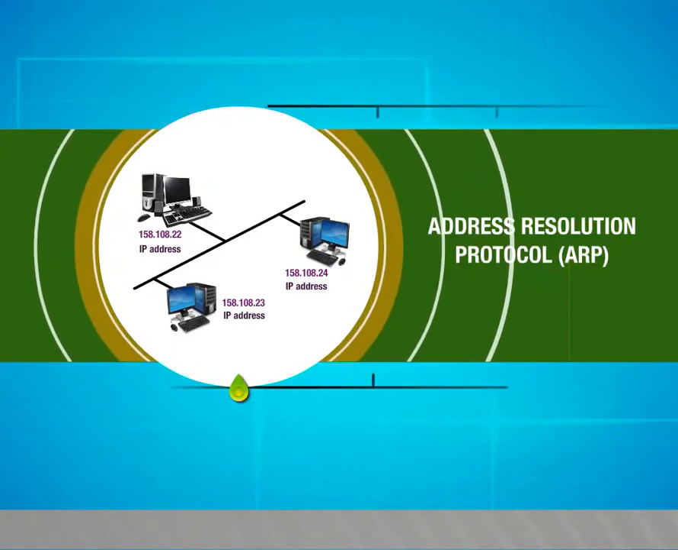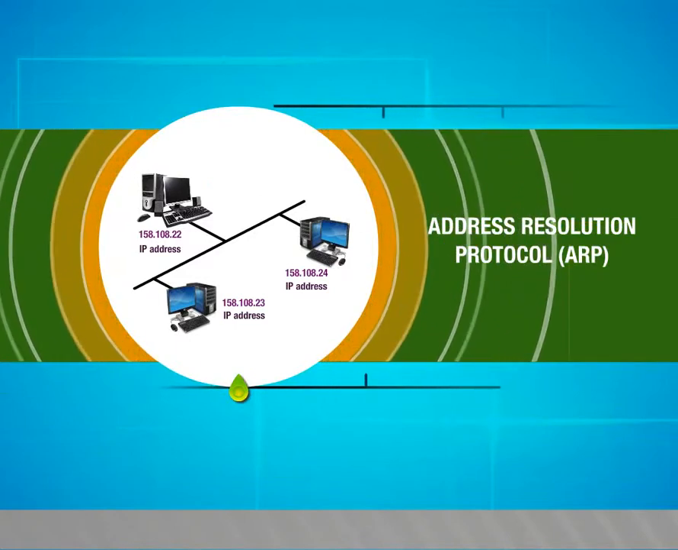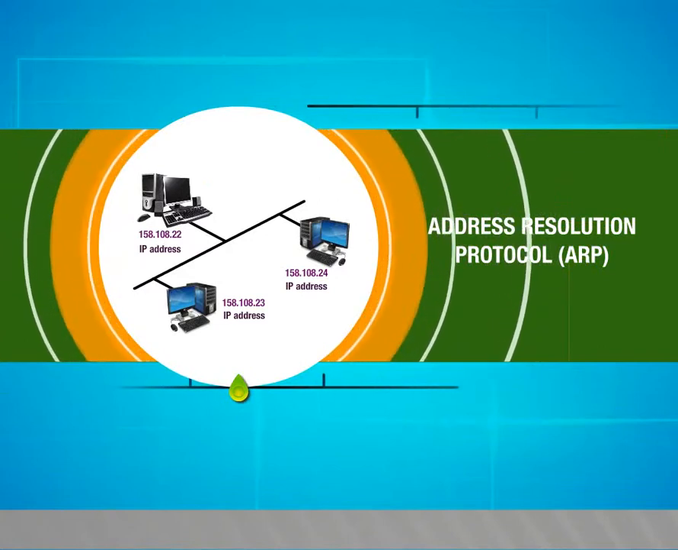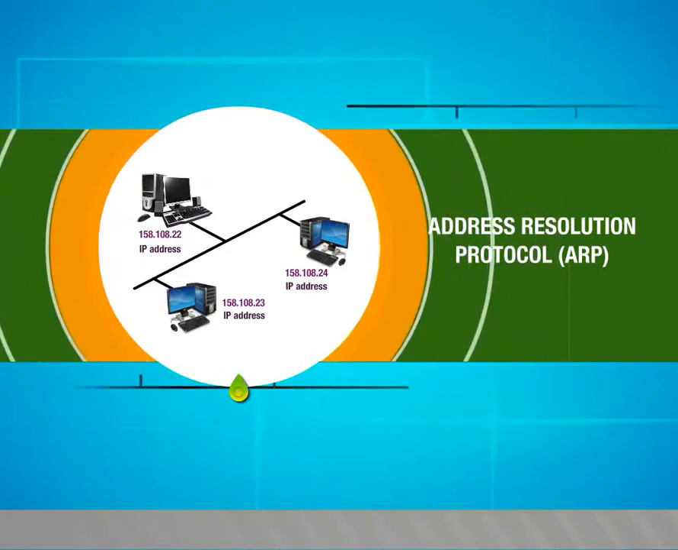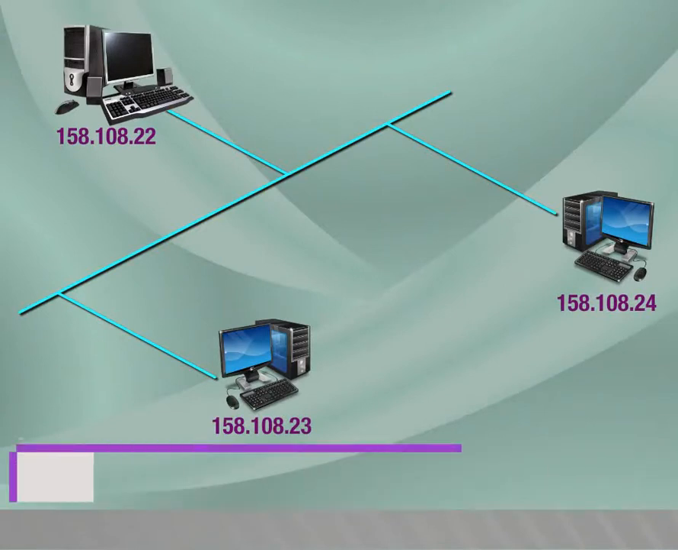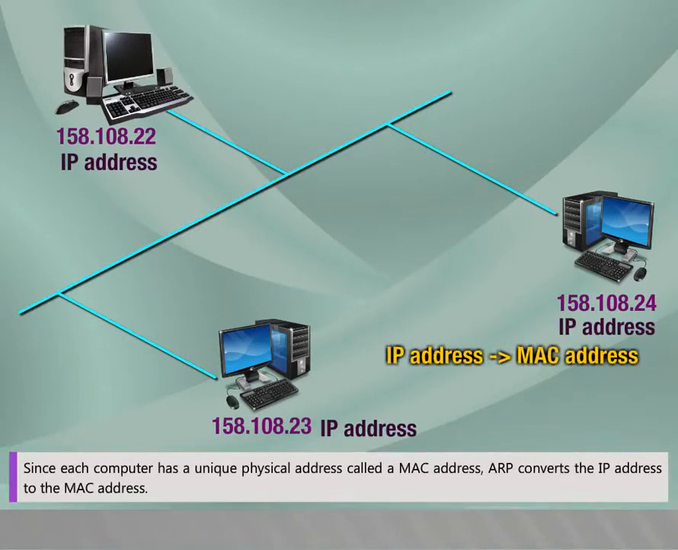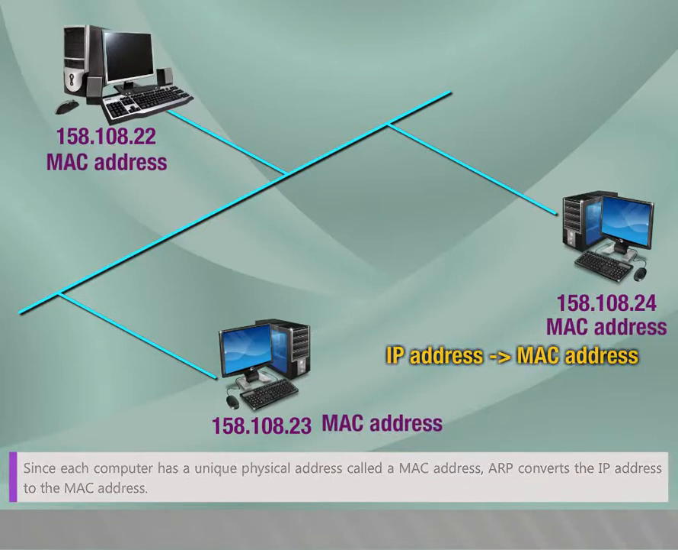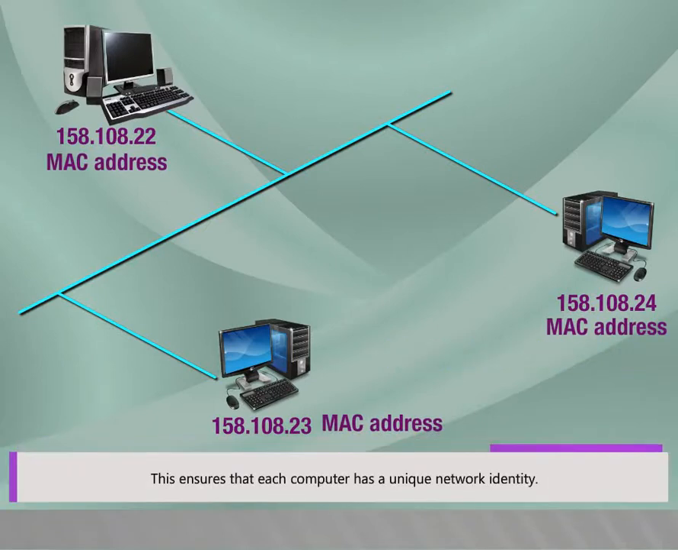Address Resolution Protocol (ARP). In this video, we are going to see about Address Resolution Protocol (ARP). ARP is a protocol used for mapping an IP address to a computer connected to the local network, the LAN. Since each computer has a unique physical address called a MAC address, ARP converts the IP address to the MAC address. This ensures that each computer has a unique network identity.